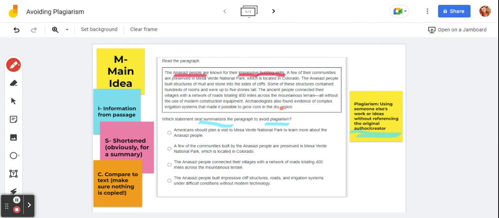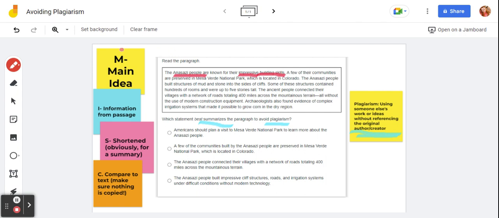construction equipment. Archaeologists, which are people who study history and look at fossils and different things that you can find in the ground or in rocky terrain in order to tell us about history, found evidence of complex irrigation systems, so ways of taking water to different parts of the village that made it possible to grow corn in the dry region they lived in. Whew, okay. That's a lot of information.